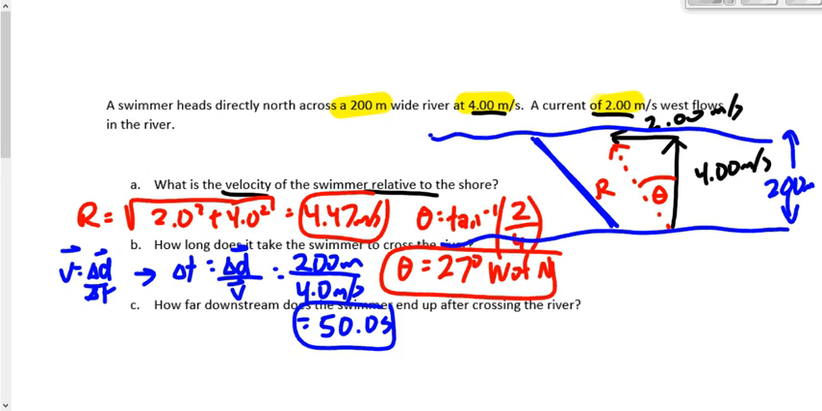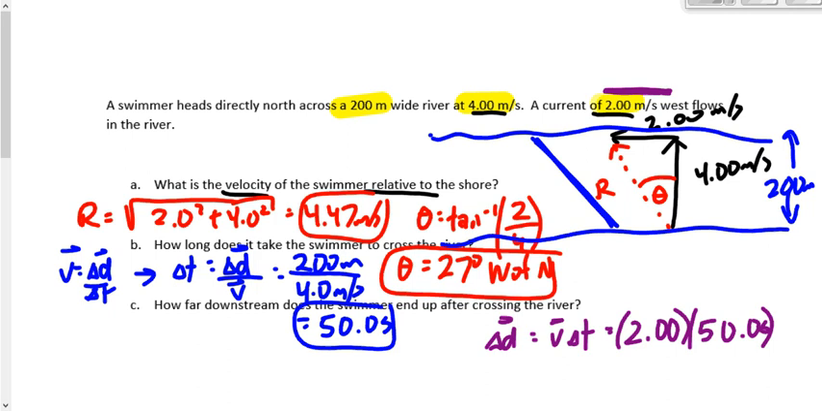And then how far downstream do I go? Well, downstream is a displacement this way, right? If I want to find the displacement horizontal or the displacement downstream, then what velocity am I going to use? I got to be consistent, right? Blake? The horizontal velocity, 2.0 meters per second, times a time of 50 seconds.